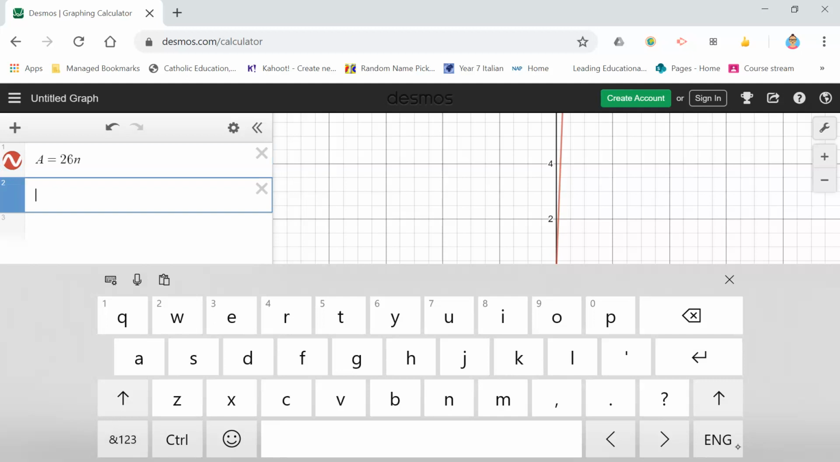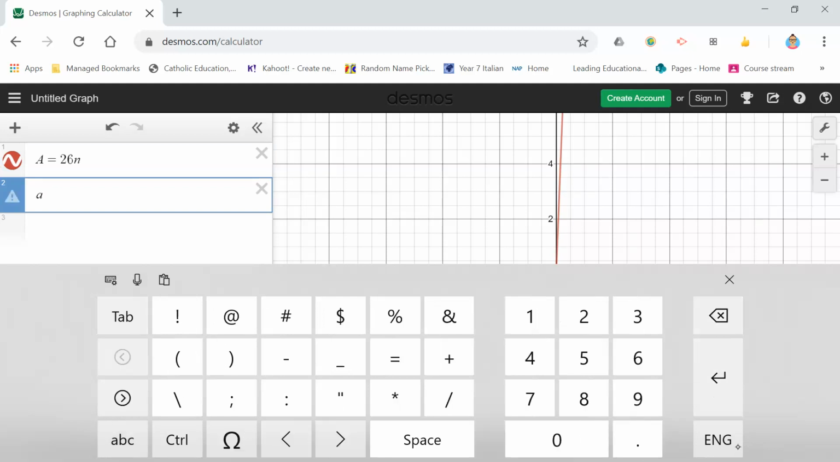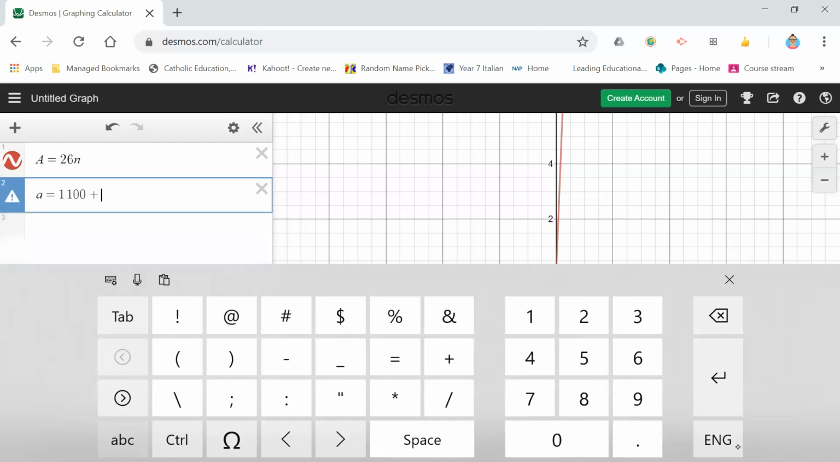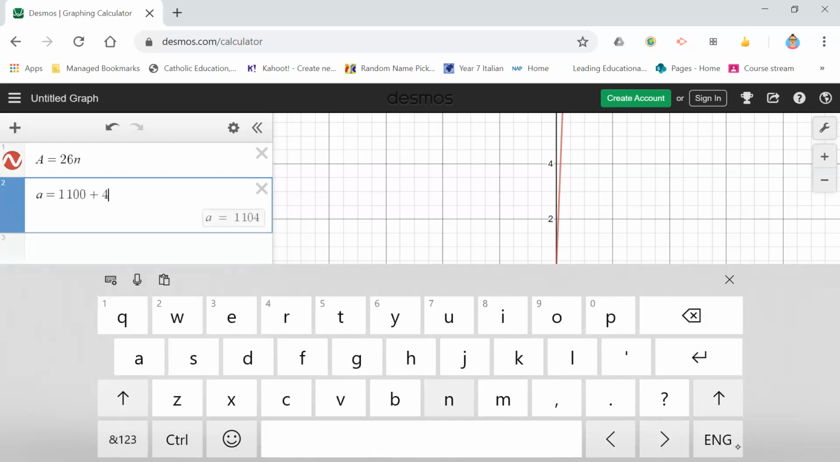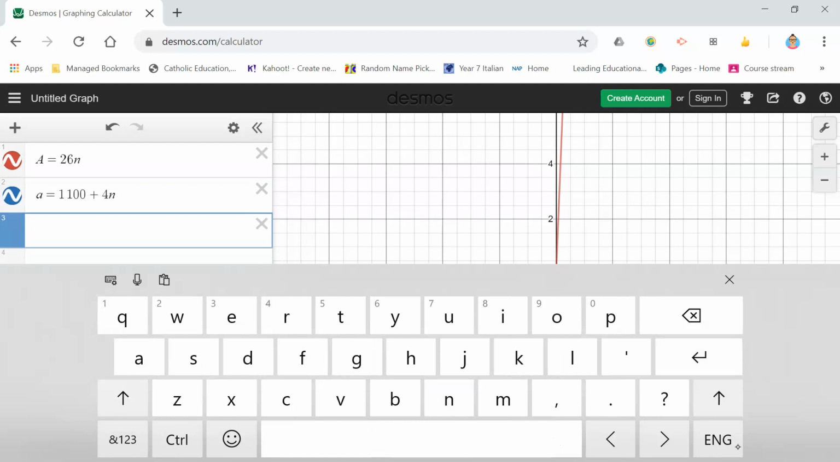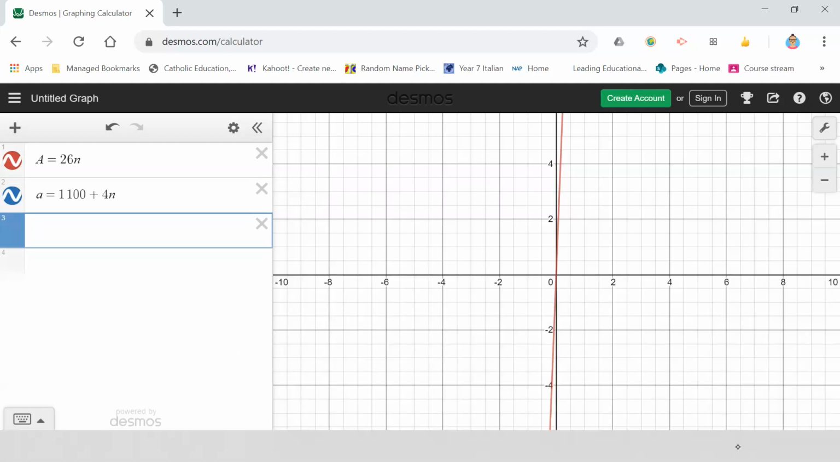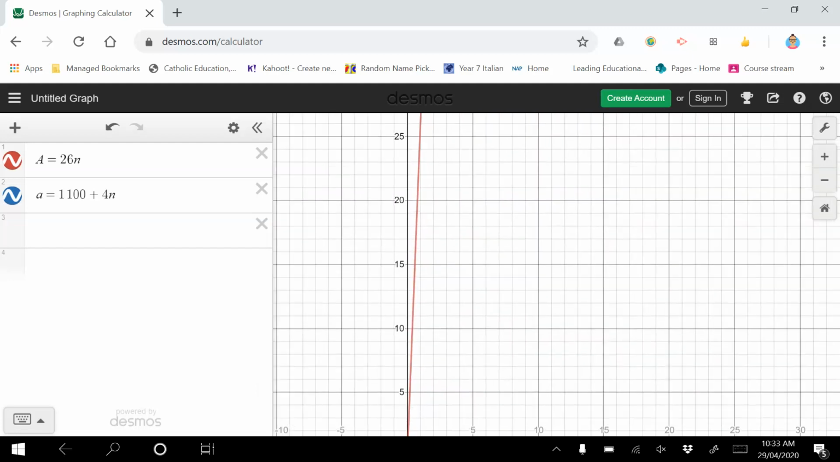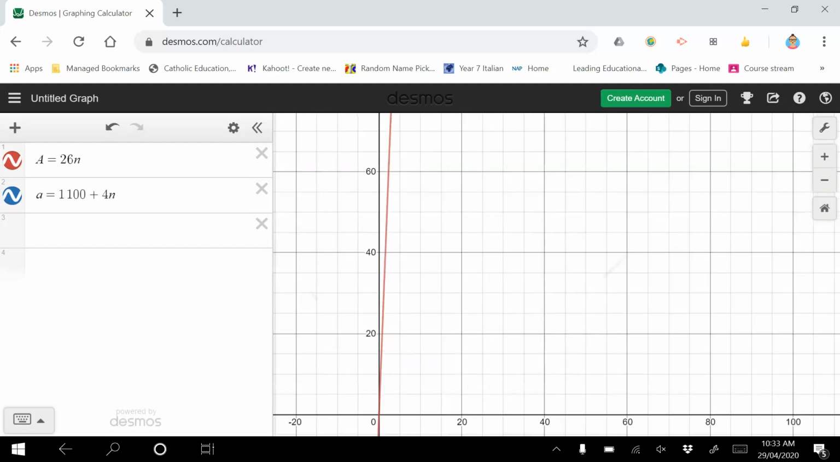And then the second equation, coming down here, A is equal to 1,100 plus 4N, back to the numbers, see what I don't like. And now press enter again. And I should have a blue line. Now I don't at the moment. Let's zoom out and see what we can see. So somewhere here, remember we've got to go right up.